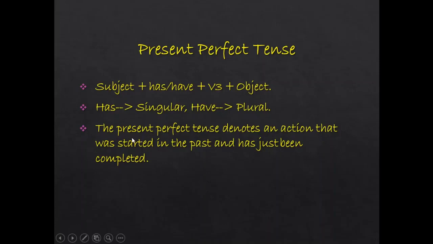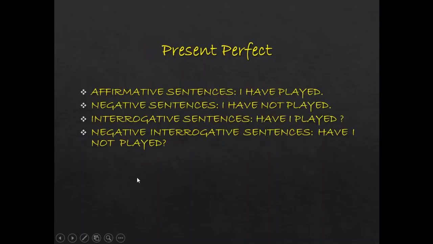The present perfect tense denotes an action that was started in the past and has just been completed. How do we write them? Affirmative sentences, I have played. See, as I told you, since I is singular, but still we have used have here.